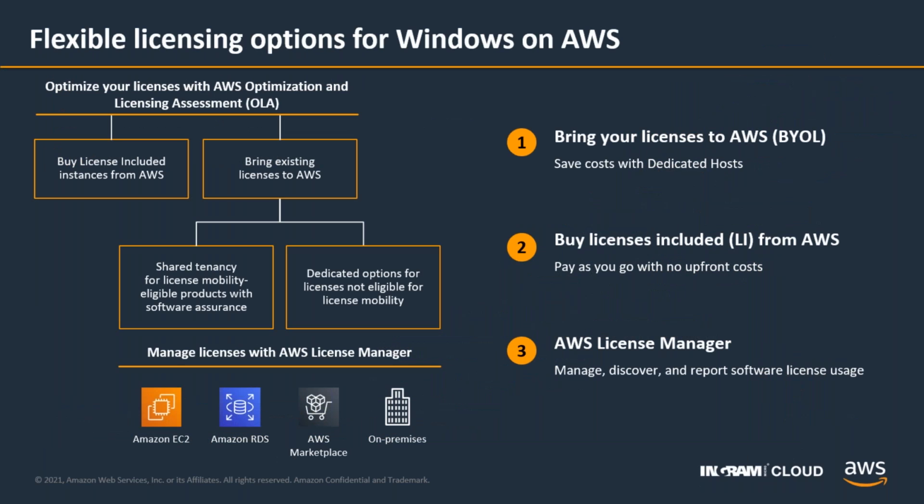So flexible licensing, you've got a couple of options essentially. You can bring your own licenses to AWS, and that would depend on the sort of licensing agreement you've got with Microsoft. You can also buy EC2 instances with licenses included, so you pay nothing up front and you just pay as you go. And then also you can use the AWS License Manager going forward to manage all of that usage.